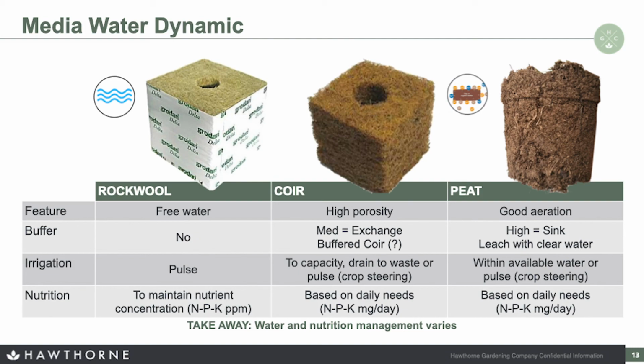Irrigation is more on a pulse sequence with Rockwool. With coir and peat moss, it's usually a one per day kind of watering strategy, or the watering can be split into, I would say, two or three waterings per day, but usually it's one or two every day, because of the high water retention capacity and the buffer capacity of these substrates.